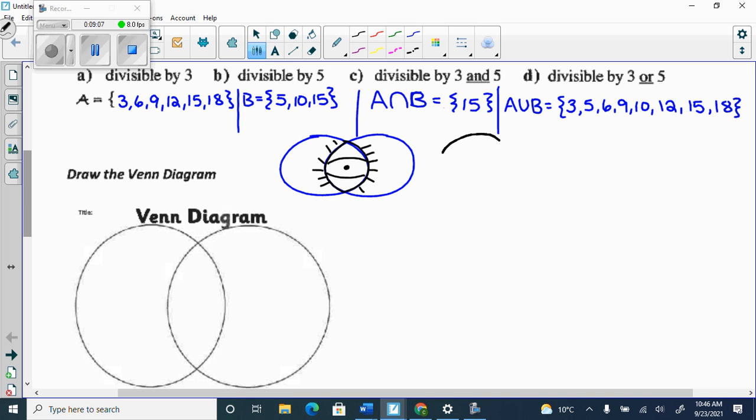Okay, the eyeball shape, and this is very important to know for two circles because we're going to need it for three circles as well. The eyeball shape is where you put and. All the stuff that would fill into and would go in the eyeball.